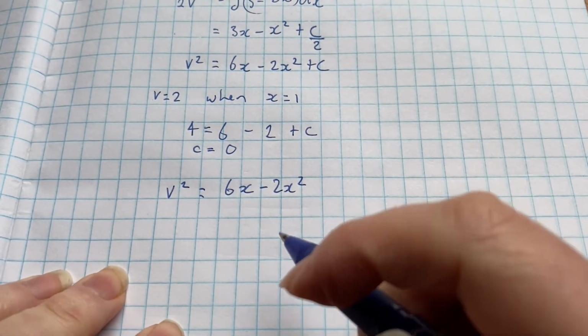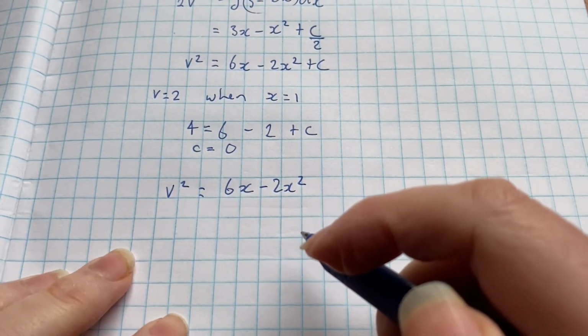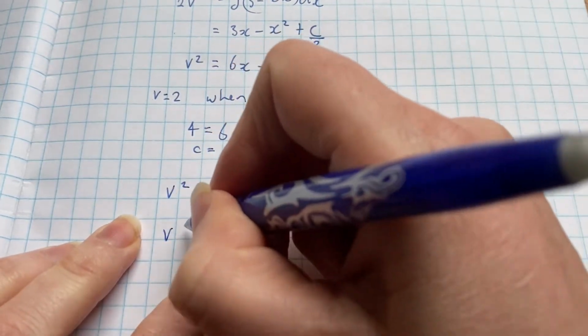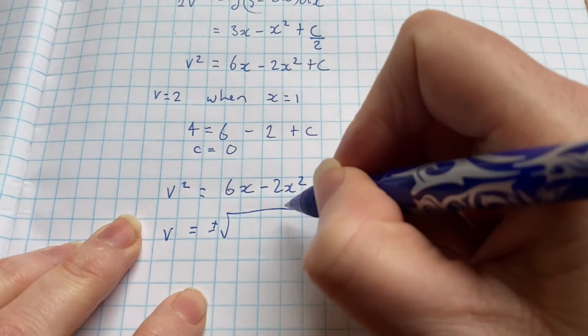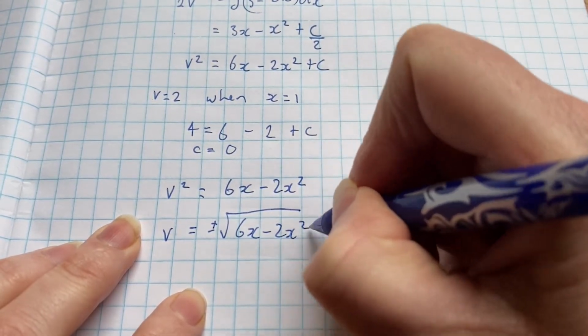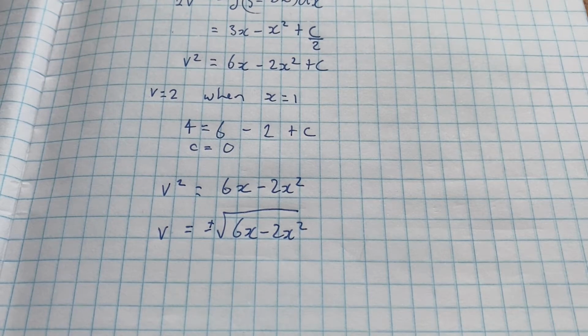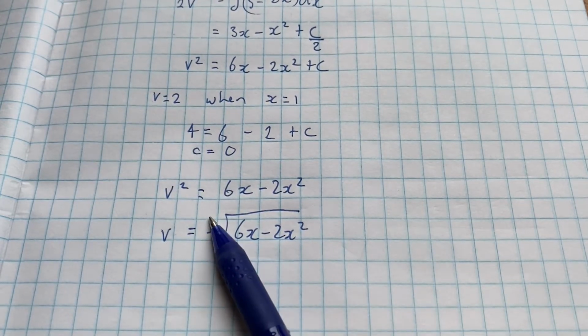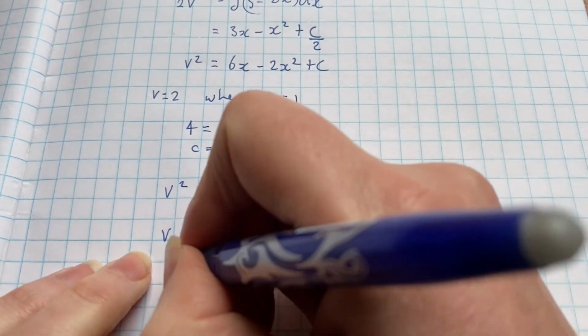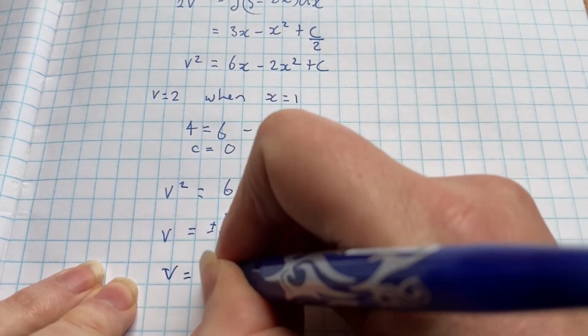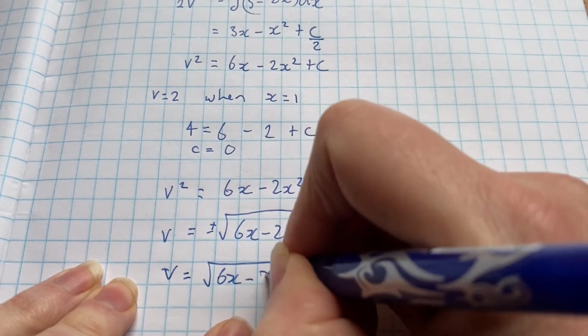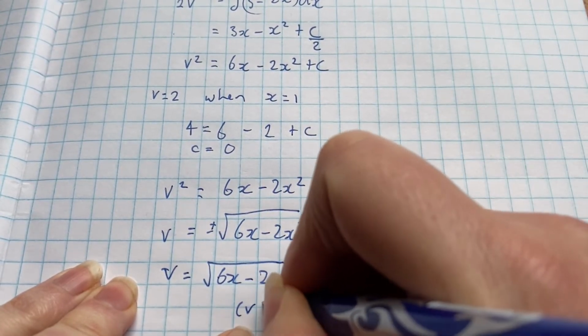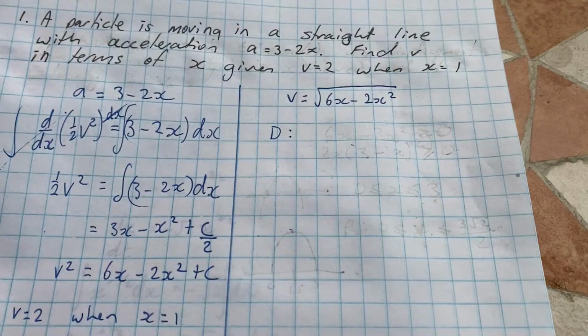Now we were asked to find v in terms of x, not v squared in terms of x. So we need to say v equals plus or minus the square root of 6x minus 2x squared. And then looking at our initial conditions, we can actually work out which one it was. Was it the plus or was it the minus? Because v was a positive number, it is the positive square root. So we do actually know that v is the positive square root of 6x minus 2x squared because v is greater than 0.